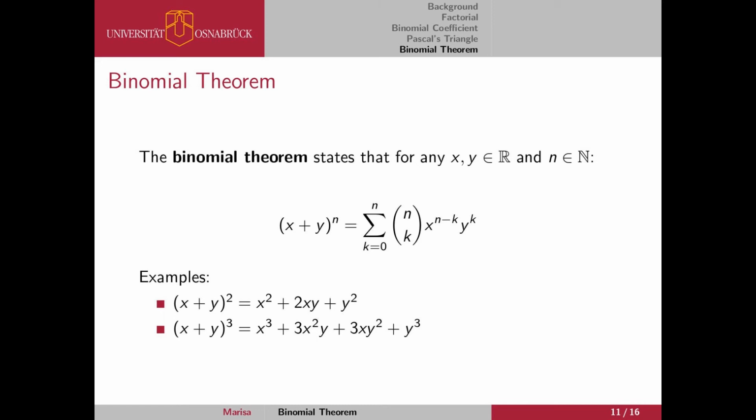Now for (x plus y) to the power of 3, it works the same. To practice and understand this a bit more, you can pause the video now and calculate all elements of the sum using the formula of the binomial theorem. The result that you want to get is x to the power of 3 plus 3x squared y plus 3xy squared plus y to the power of 3.